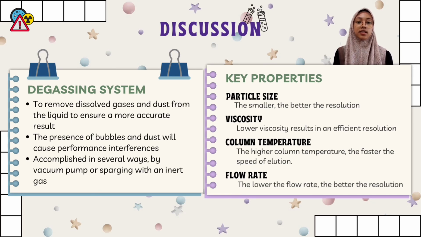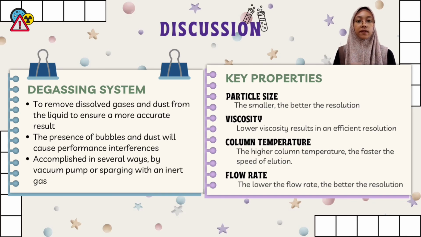So we could discuss the key properties for this experiment or presentation by observing the particle size, viscosity, column temperature, and flow rate. For particle size, the smaller the particle size, the better the resolution. Secondly, for viscosity, lower viscosity results in efficient resolution. And for column temperature, the higher the column temperature, the faster the speed of elution. And lastly, for flow rate, the lower the flow rate, the better the resolution.